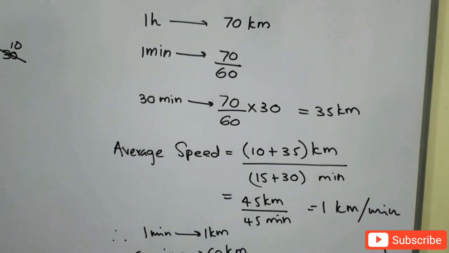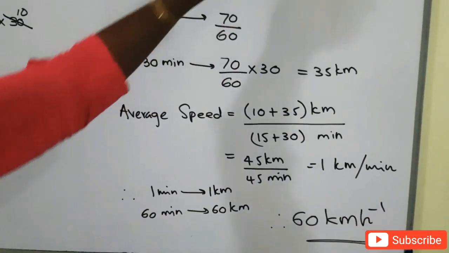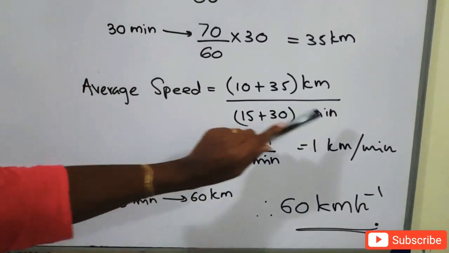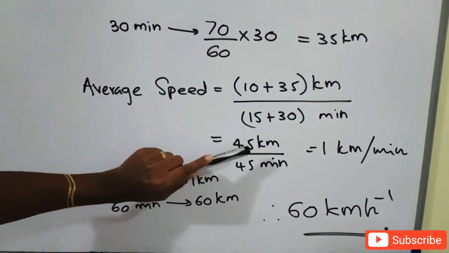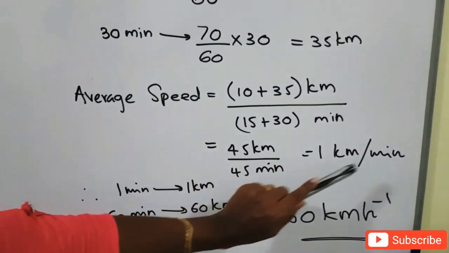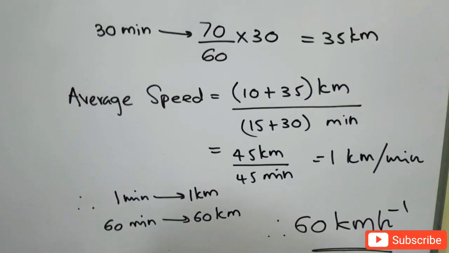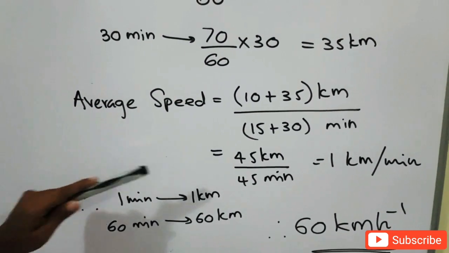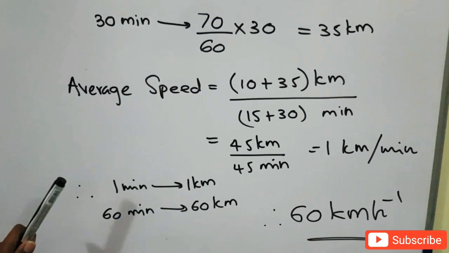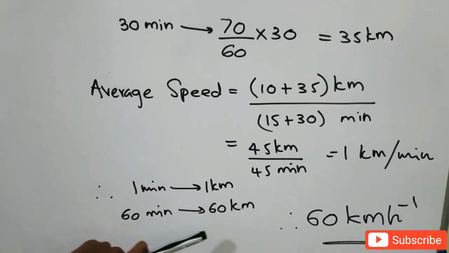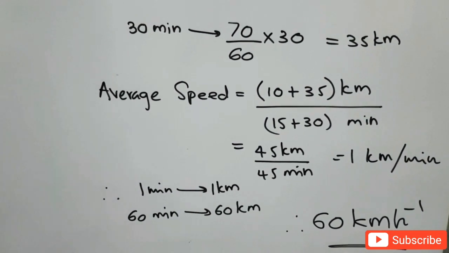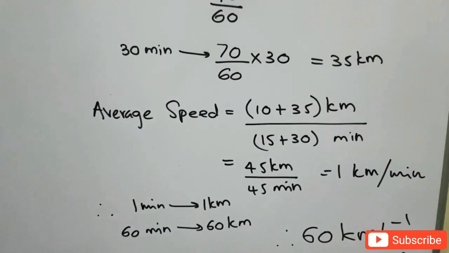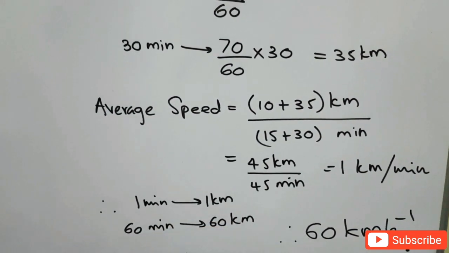Therefore, average speed is equal to total distance over total time: 10 kilometers plus 35 kilometers over 15 plus 30 minutes, which will give us 45 over 45, 1 kilometer per minute. But we need it in kilometers per hour. So if it is 1 kilometer per minute, and 1 hour has 60 minutes, it's 60 kilometers. Therefore, the final answer, the average speed of the bus, is 60 kilometers per hour.